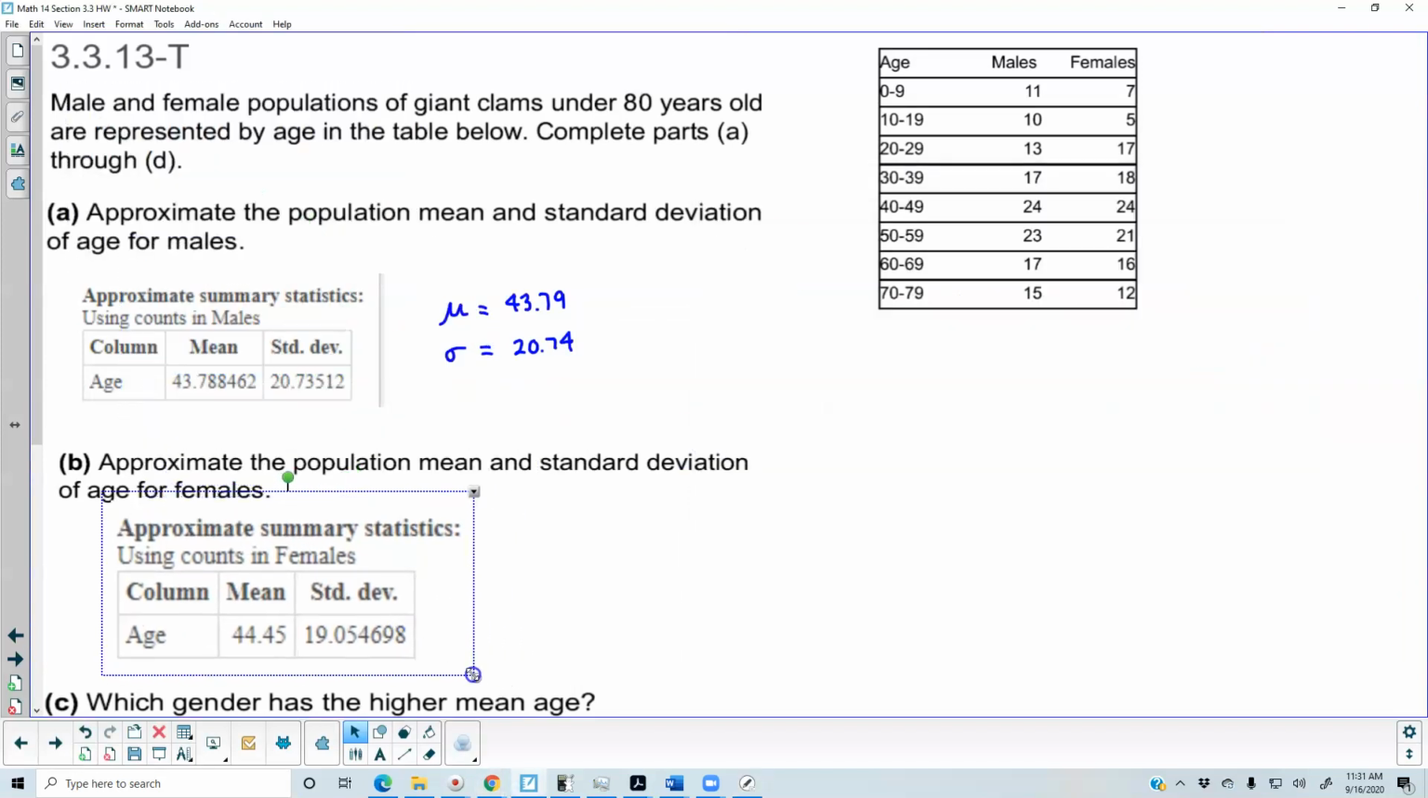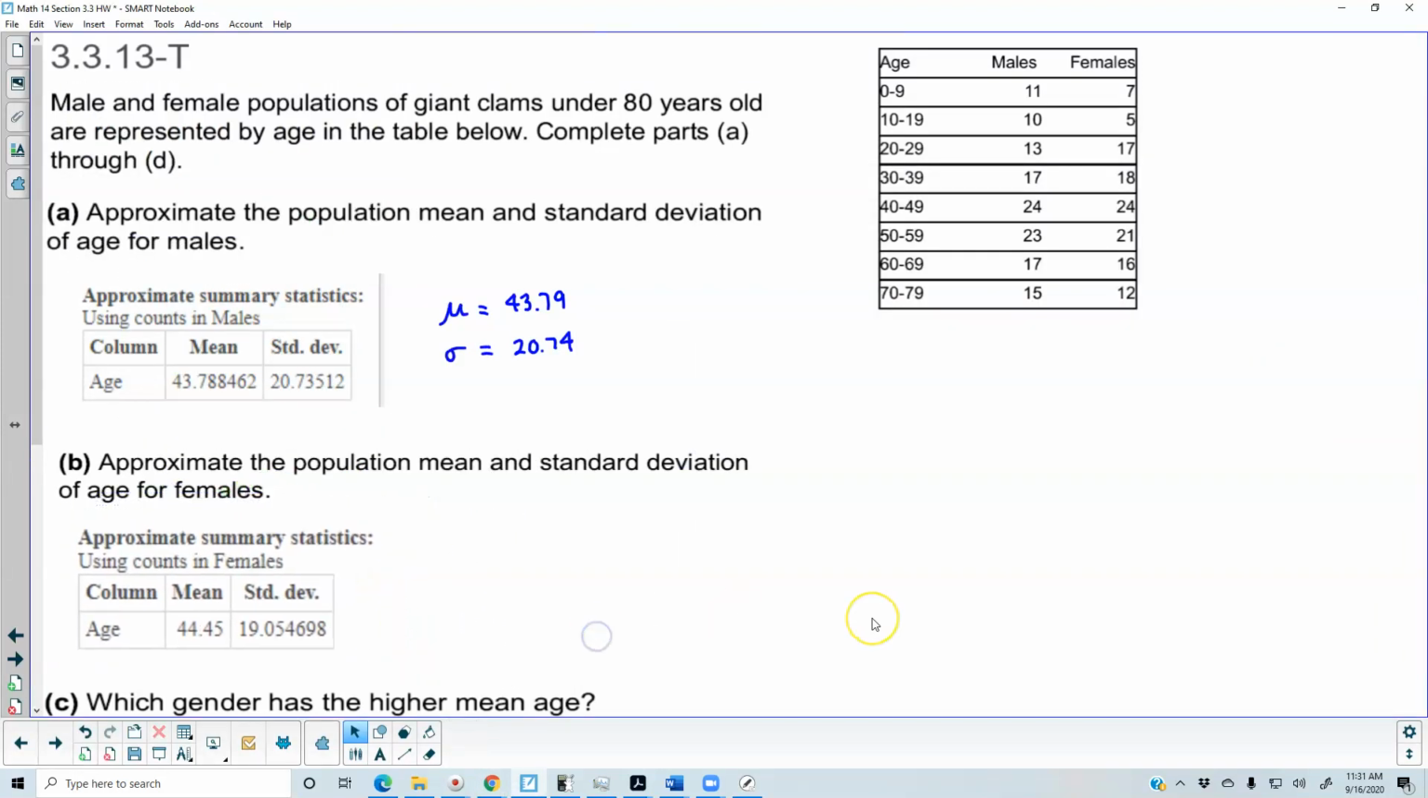So let's take a look at that here. So we have the population mean for the females to be 44.45 and the population standard deviation to be 19.05.